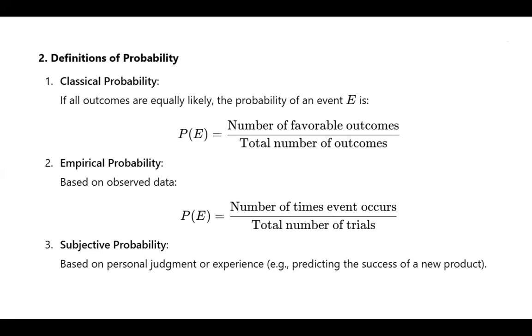Empirical probability is based on the observed data. You actually physically toss a coin 1,000 times, 2,000 times, 5,000 times, and observe how many times heads have come and how many times tails have come. It may not be exactly 50-50 because experiments are not theoretical. Subjective probability is just based on your judgment.